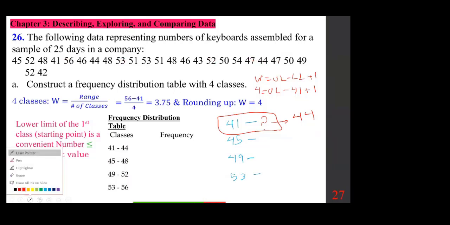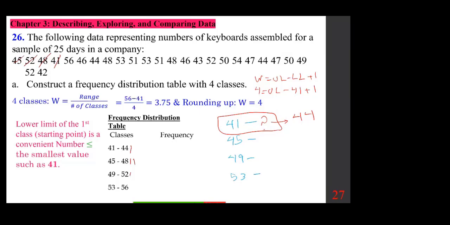You really want to tally, meaning if I were to, for example, take 45, I cross it out and I put number 1 here. 52, I cross it out and I put number 1 here. At 48, I cross it out and I put it here. 41, I cross it out and I put it here. I'm not going to continue with that, but this is the process.